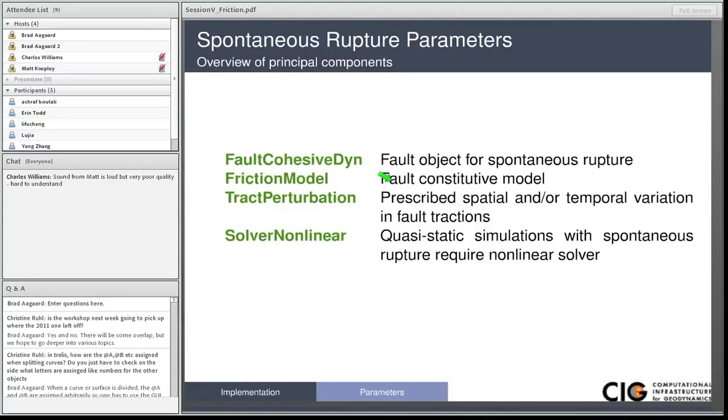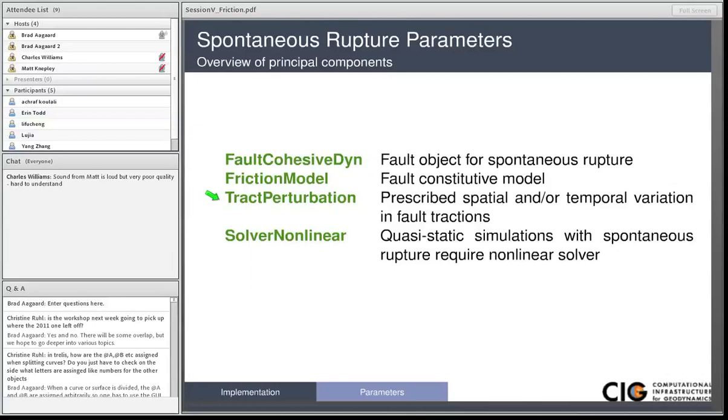The overview of the principal components for a spontaneous rupture simulation: we use the fault cohesive dyn object. That's dyn for dynamic, rather than our fault cohesive kinematic object. So whenever we use fault cohesive dynamic, that's the fault object for spontaneous rupture. We need our friction model, so we'll have a friction model component. In many cases, particularly in dynamic cases, we will specify what the tractions are on the fault surface. So we're prescribing the tractions, and so we use a traction perturbation object.